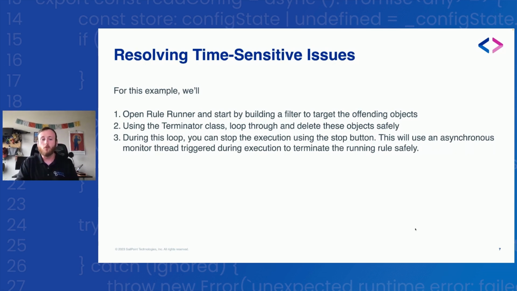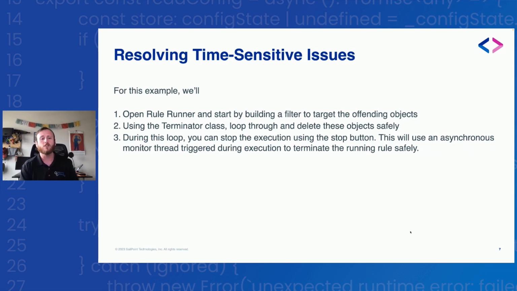We start by opening up Rule Runner and we start building a filter to target those offending objects. In this case, we're going to be removing stale workflow cases. This can be as simple or as advanced as you want when we build the filter, like checking to see if the object is greater than 30 days, which is what we'll be doing, or you can dig even deeper and try to see if the object is still running or in a sleep state.